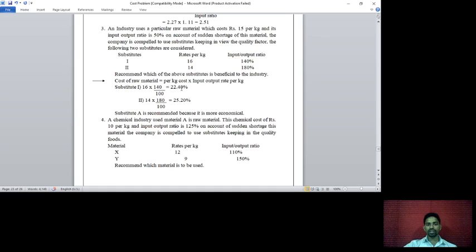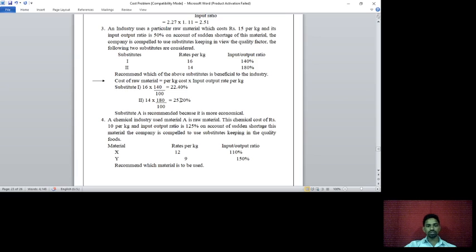It's 22.40 for the cost of the first substitute. Okay, whatever material it is, the cost is 22.40. Okay, so for the second substitute, the rate per kg is 14 and input output ratio is 180, so 14 into 180 divided by 100. Okay, so the answer is 25.20. Okay, so this is the cost of the second substitute.